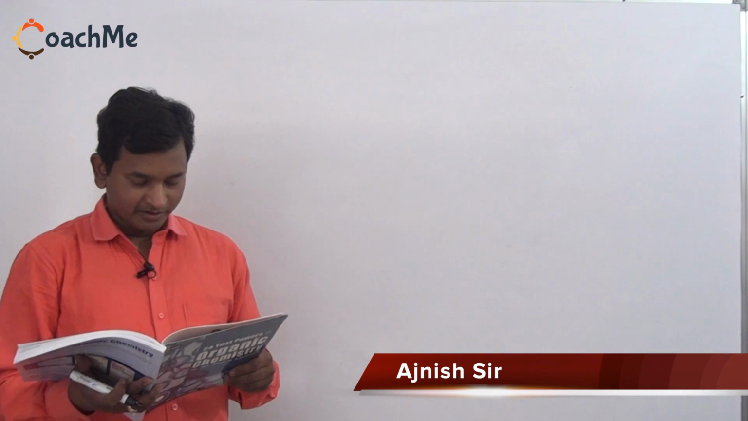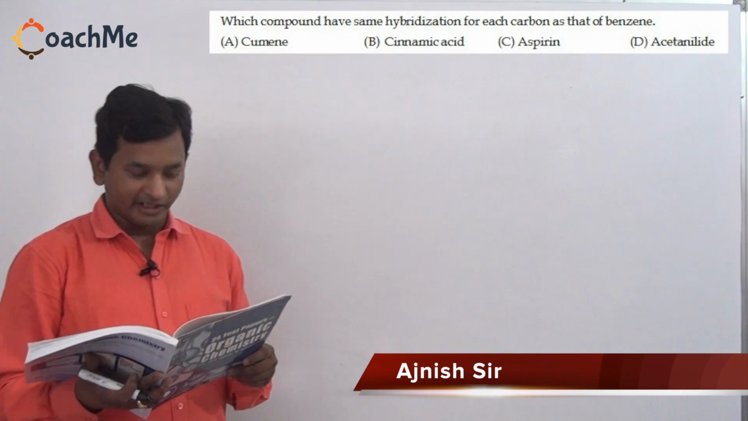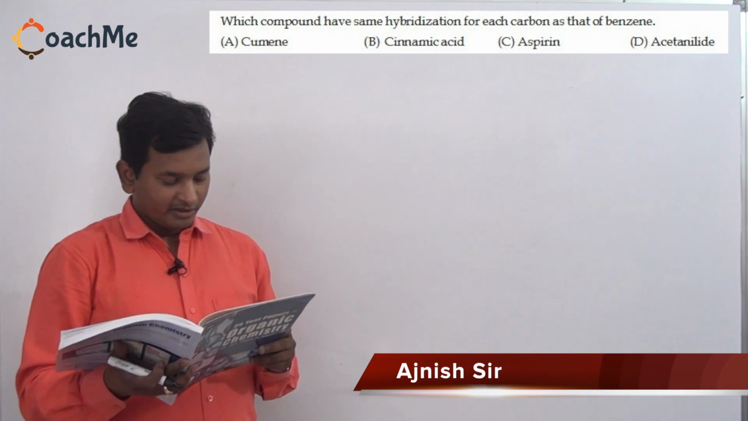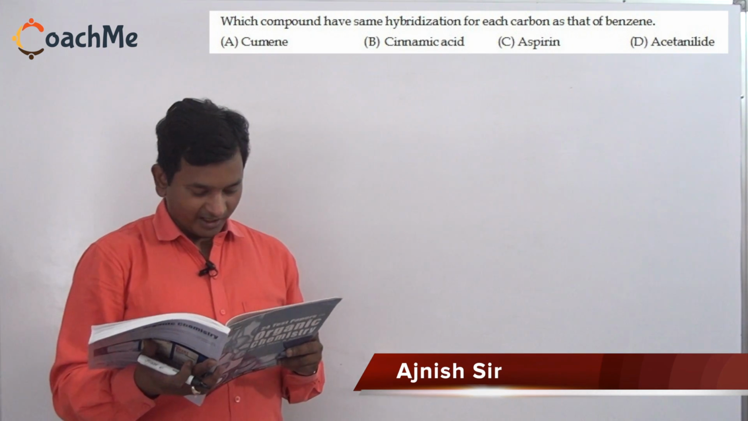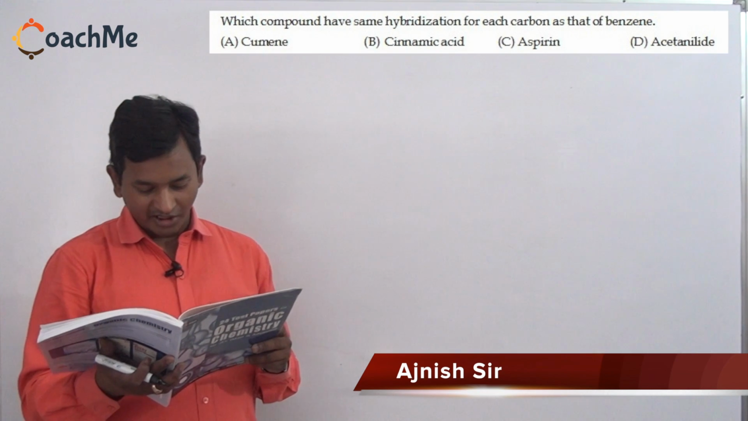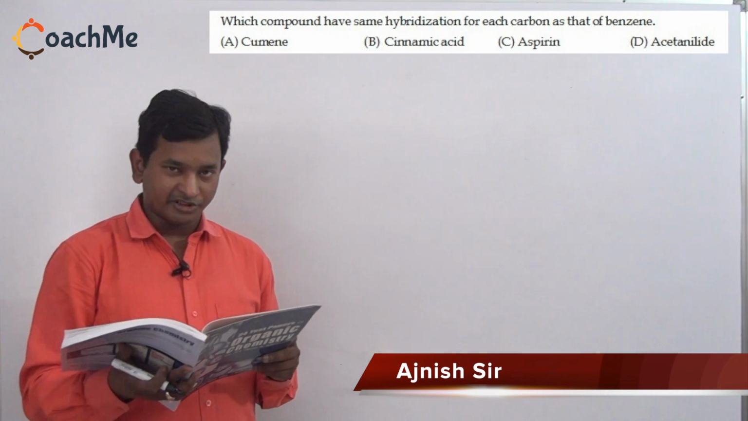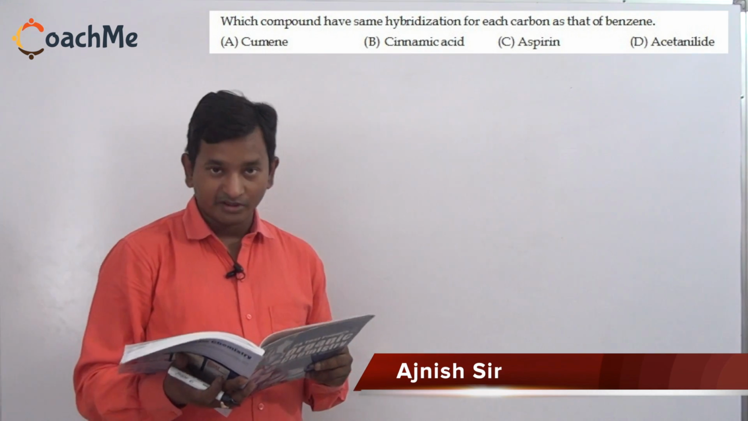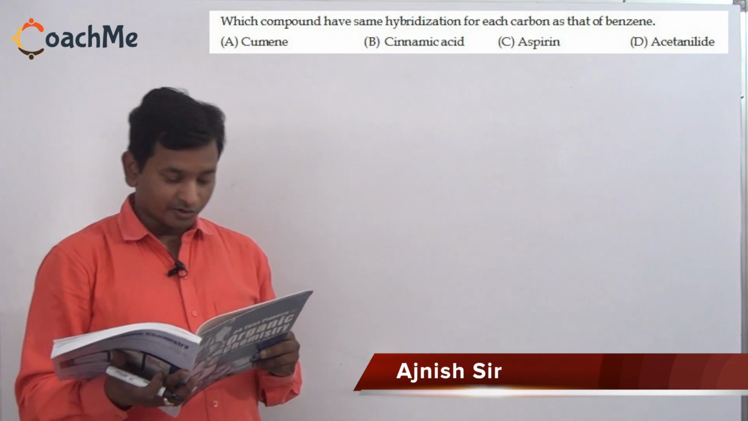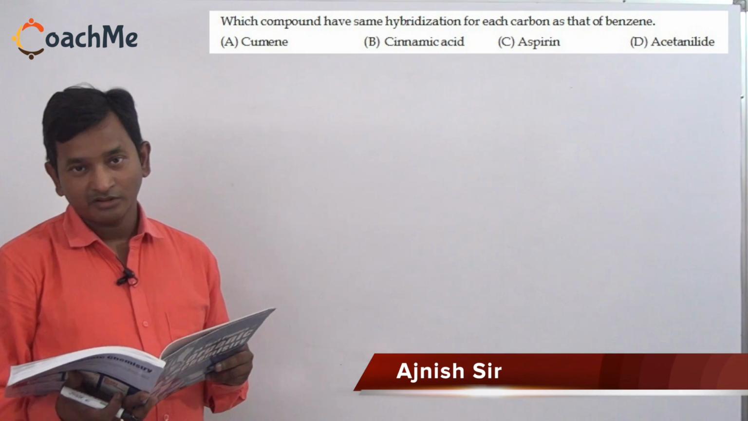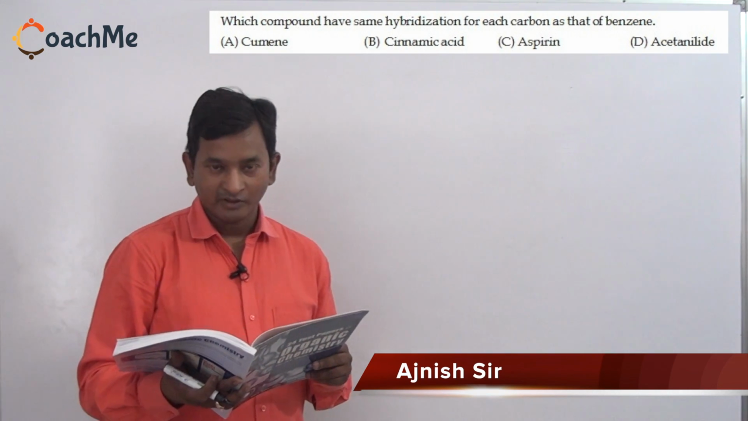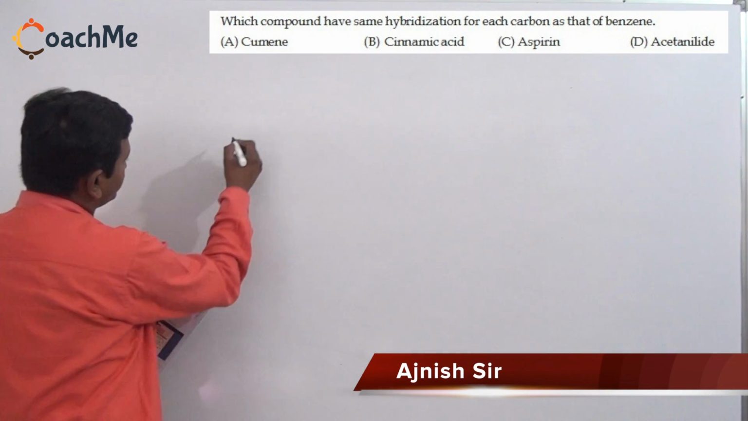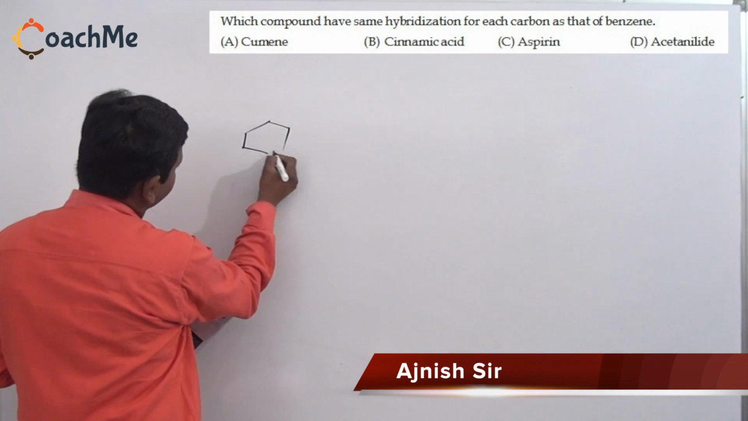The next question is fifth, which is again of SCQ. In this question, I have asked which compound has the same hybridization for each carbon as that of benzene. Again, in this question, common names are mentioned. So to solve such a question also, you must know the structure of these common names. The first option is cumene. The structure of cumene will be like this.